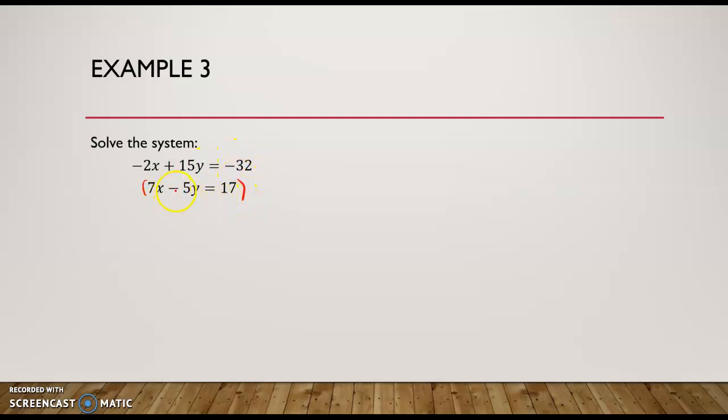Upside is we already have different signs, right? Positive 15, negative 5. So I just need to multiply by a positive 3. And so my new equation, I keep the first one, negative 2x plus 15y equals negative 32. That one stays. And now we're going to take 3 times 7, which is 21x. 3 times negative 5, which is a negative 15y equals, and then 3 times 17 is 51.